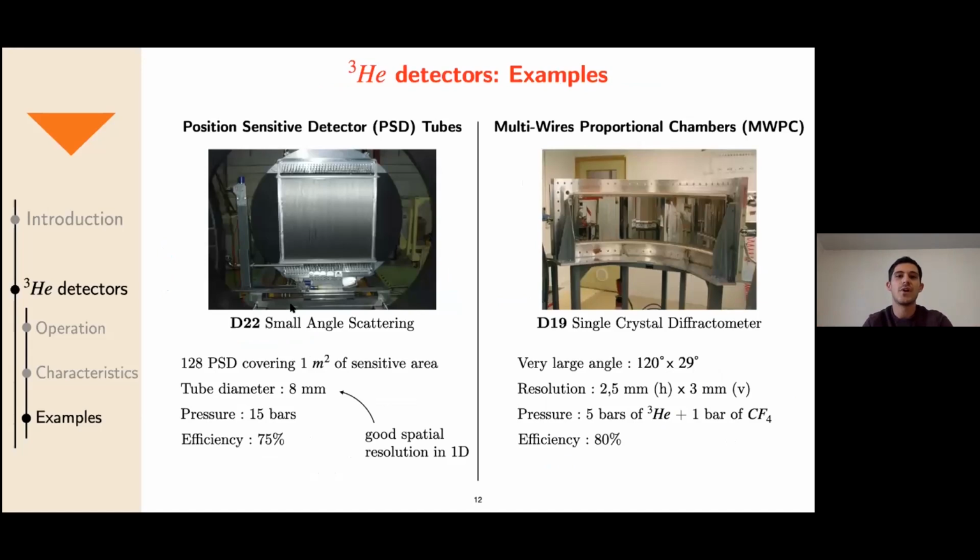So PSD tubes are used on D22. There are 128 PSD tubes, covering 1 meter of area. One tube is a 1D detector, and 128 tubes make a 2D detector. The diameter of the tube is around 8 millimeters, so it has a good spatial resolution in 1D and a good efficiency. And there are multi-wire proportional chambers on D19, with a very large angle, a good resolution, and so a good efficiency, which is around 80%.